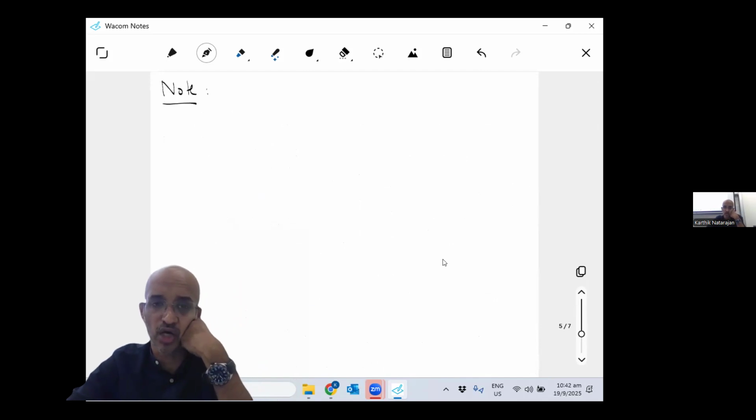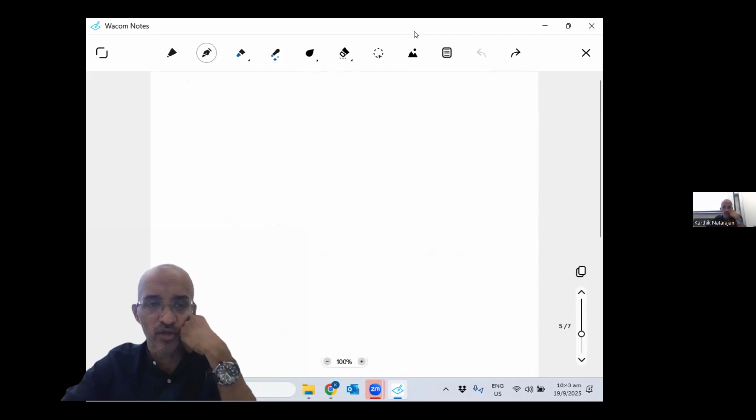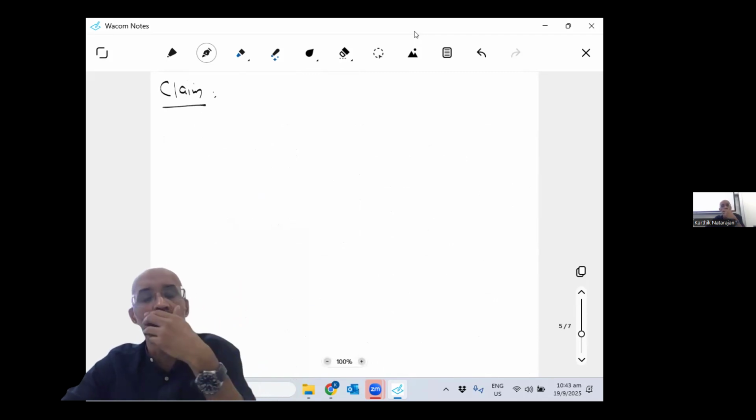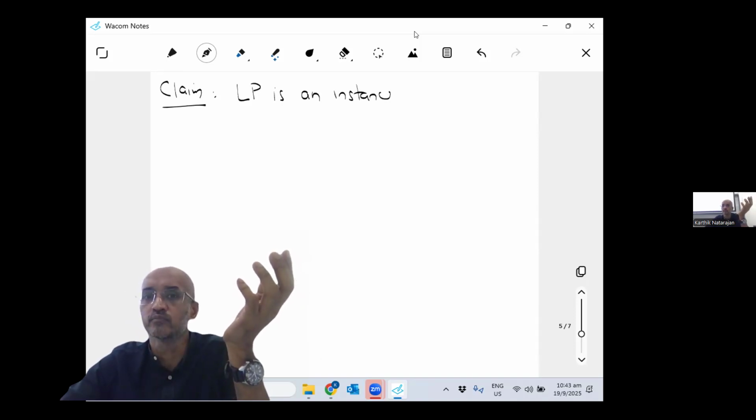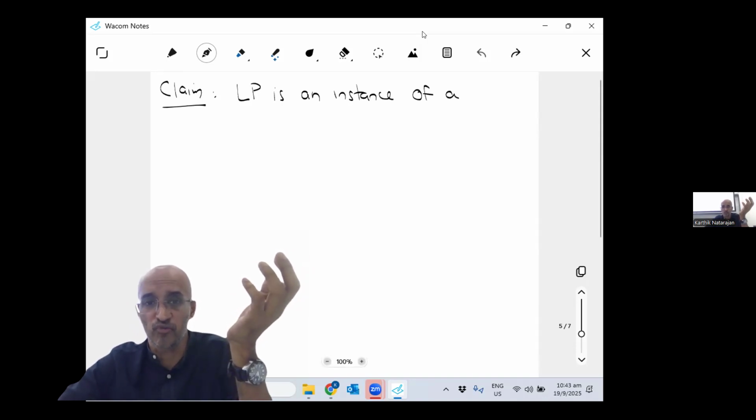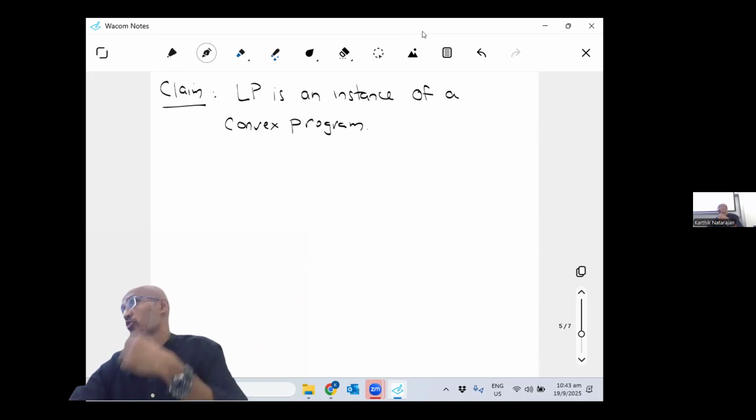The first thing I want to claim is, actually this should not be a note, this should be a claim. I claim that LP, and this is easy to see, LP is an instance of a convex program. So the class of problems that we are going to study in this course, at least in the first part, is just a special case of a convex program.